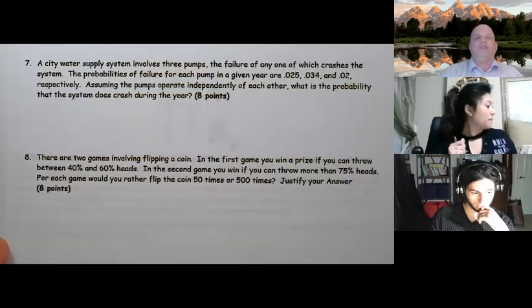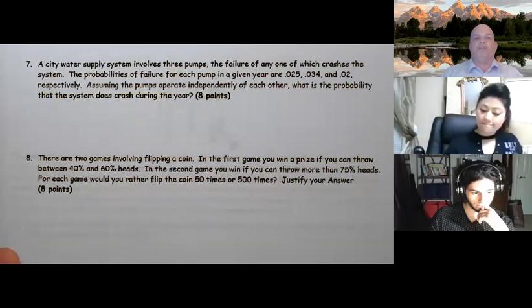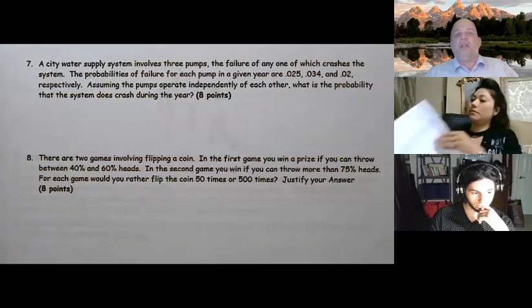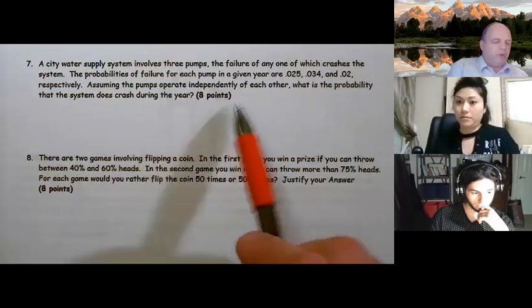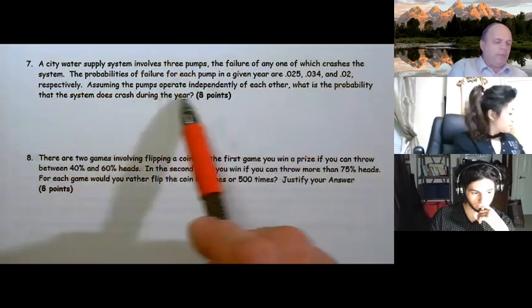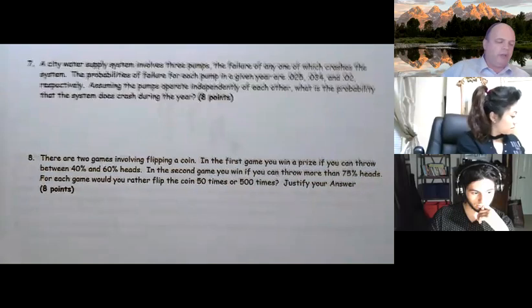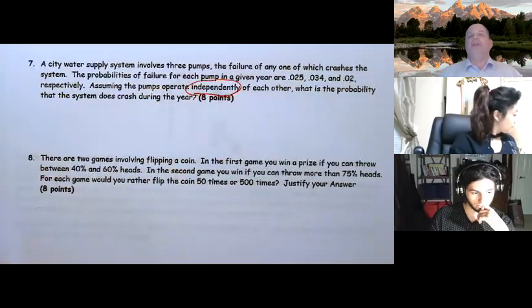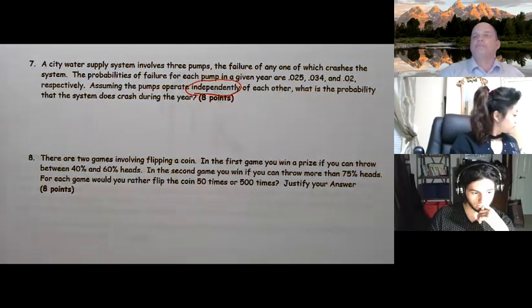So a city water supply system involves 3 pumps, the failure of any one of which crashes the system. The probabilities of failure of the pumps are 0.025, 0.034, and 0.02. Assuming the pumps operate independently, this is an important phrase. They tell me they're independent, which means I can multiply them. So what is the probability that the system does crash during the year?